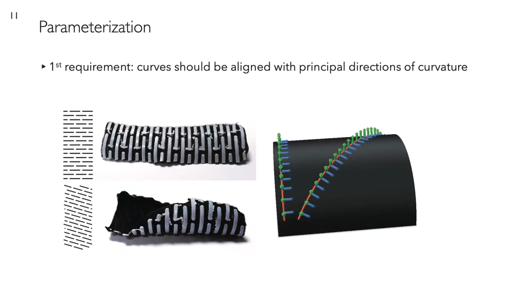So to compute that flattening, there are a few requirements that we need to follow. The first one is that the curves should be aligned with principal directions of curvature. The reason for that is because principal curvature directions are the only directions on a surface that are torsion-free. Since we are printing ribbons, the ribbons will naturally try to resist torsion, so if we try and print curves that don't follow principal directions of curvature, like in this cylinder, the ribbons will straighten out and distort the end surface.